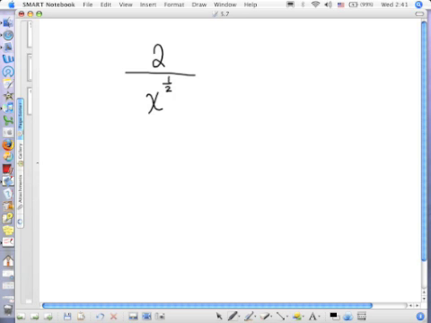So I need to multiply by this specifically because 1/2 plus 1/2 is 1. But if I multiply in the denominator, then guess what? I have to do it in the numerator. All right? So now I have 2x to the 1/2 over x to the first power.